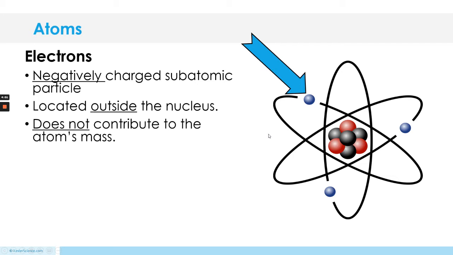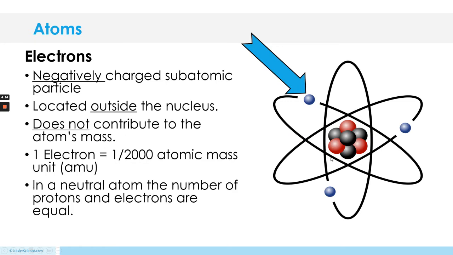They do not contribute to the atom's mass. They are 1/2000th of an AMU. Protons and neutrons are 1 AMU. These are 1/2000th of the size. So very, very small. They're so small that they don't add to the mass of the atom.